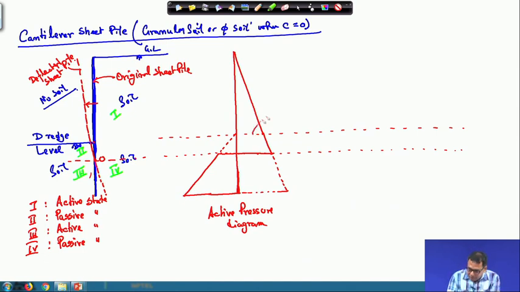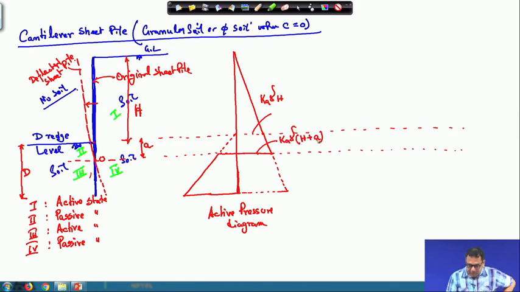Okay. So, I can write, if K_A is the coefficient of active earth pressure, this portion is K_A gamma H, if this is the H. Okay. And if this portion is a and this is the depth of the sheet pile is D. So, I can write this portion of the diagram, this value is K_A into gamma into H plus a, because this is the a part, this is the H part. So, up to here this value is K_A gamma H, and this portion, this value is K_A gamma into H plus a, because this is this point.